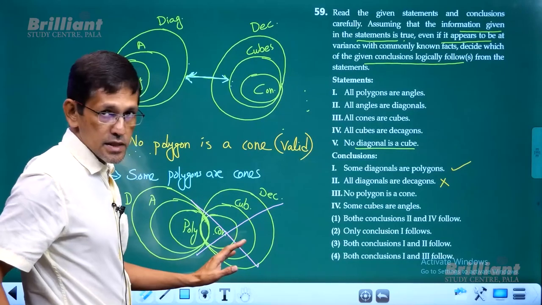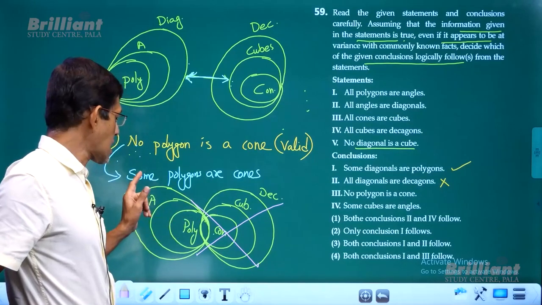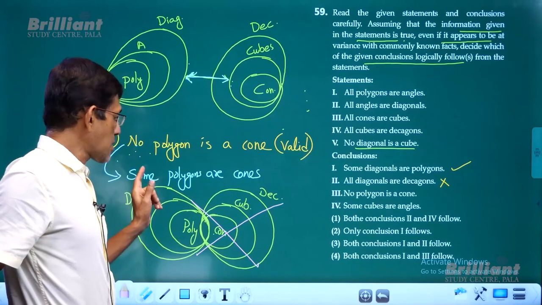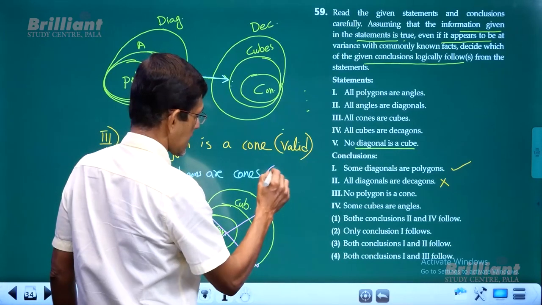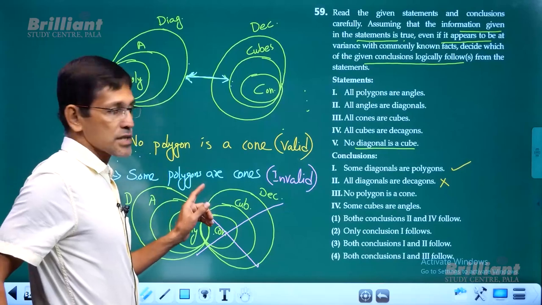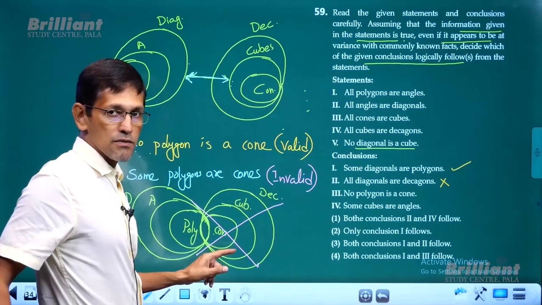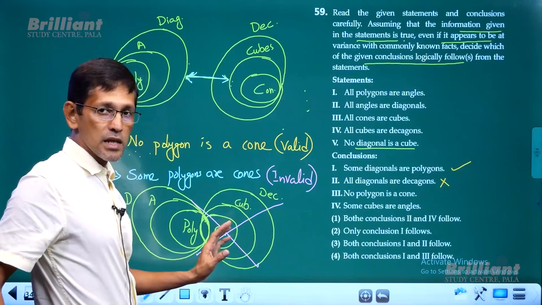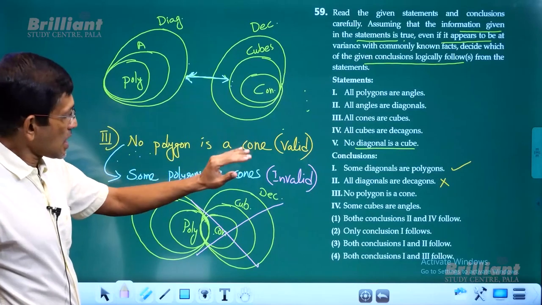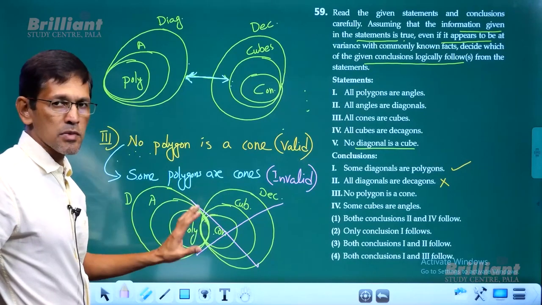If this diagram doesn't exist, that means this diagram was drawn based on the negated conclusion. What is the negated conclusion? Some polygons are cones. So, if the diagram doesn't exist, then some polygons are cones is invalid. If the negated conclusion is invalid, it means the original conclusion is valid for this new diagram as well. The new diagram doesn't exist, and the reason for that is that no polygon is a cone is correct. So it is valid for the basic diagram, and we have checked and found it correct for the new diagram as well.